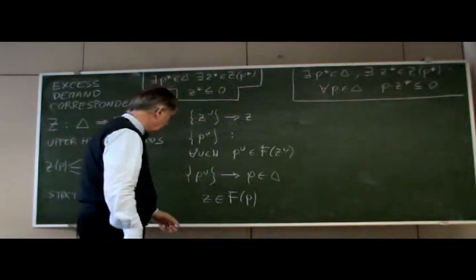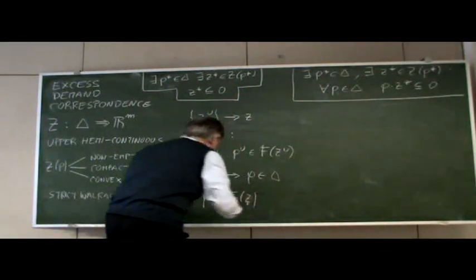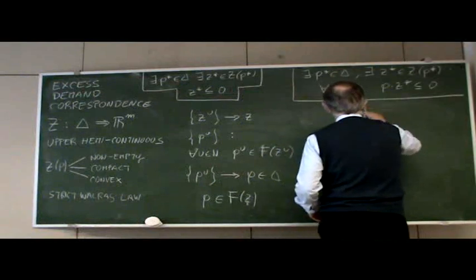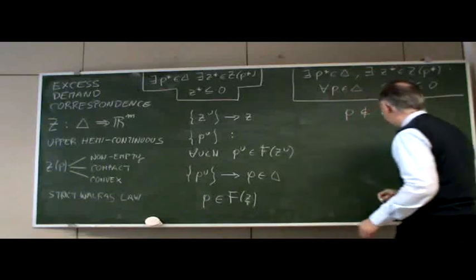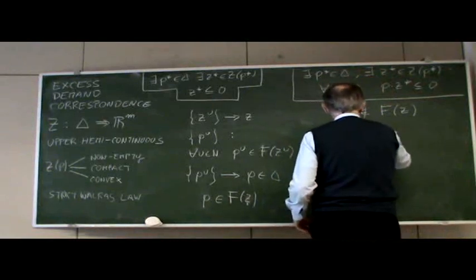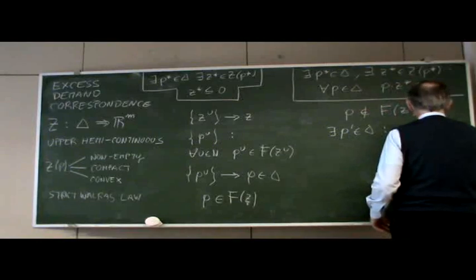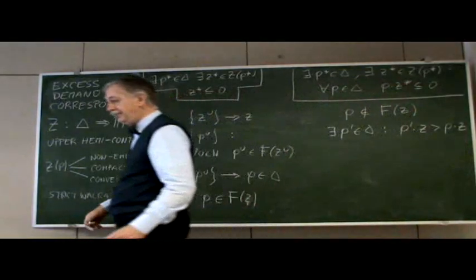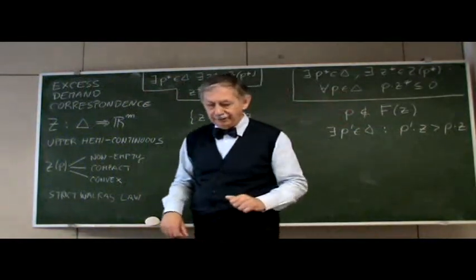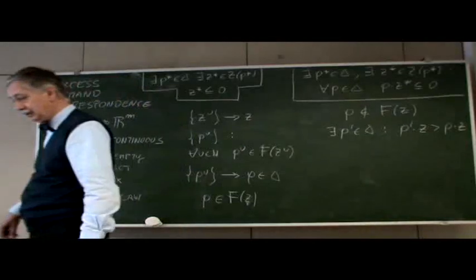Well, let us suppose the converse, that p does not belong to f of z. Let us suppose that this is not true. When you have a limit point z, p is not a price system which maximizes the value of z. This means that in delta there is another price system p prime such that p prime times z is larger than p times z. Simply, if p does not maximize the value of z, there is at least another price system p prime which gives to z a value greater than the value given by p.